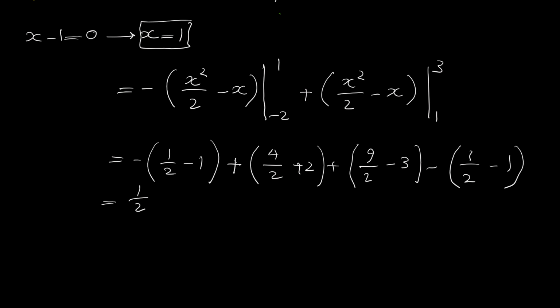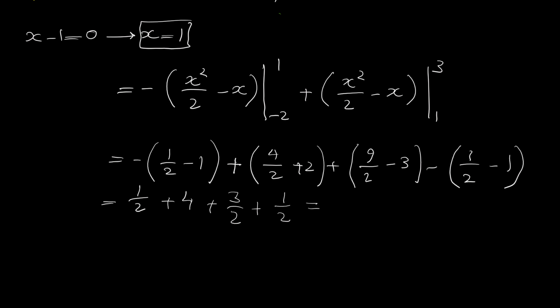The next bracket is 4 over 2, 2 plus 2, 4, so plus 4. 9 over 2 minus 3, 9 over 2 minus 6 over 2, because we can do a common denominator. 9 over 2 minus 6 over 2 would be 3 over 2. And 1/2 minus 1 is negative 1/2. We have a negative outside, so plus 1/2.